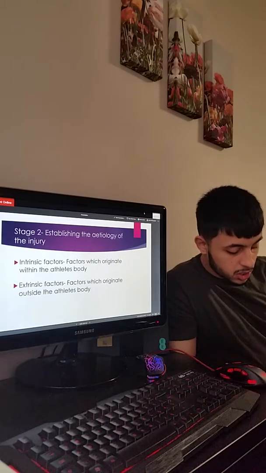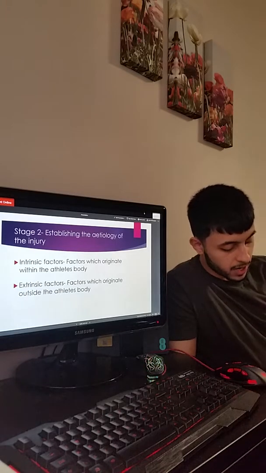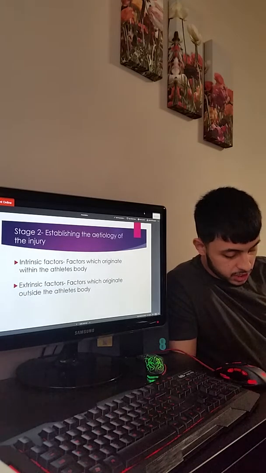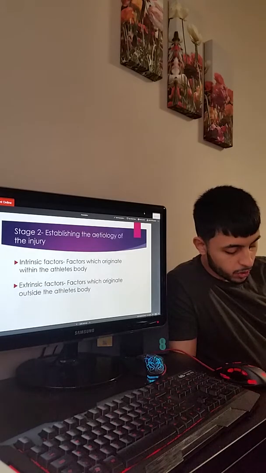By establishing the etiology of the injury, the athlete would be able to know what was the root cause of the injury, and by identifying the root cause of their injury, they can make sure that the injury doesn't happen again by simply avoiding what they did.